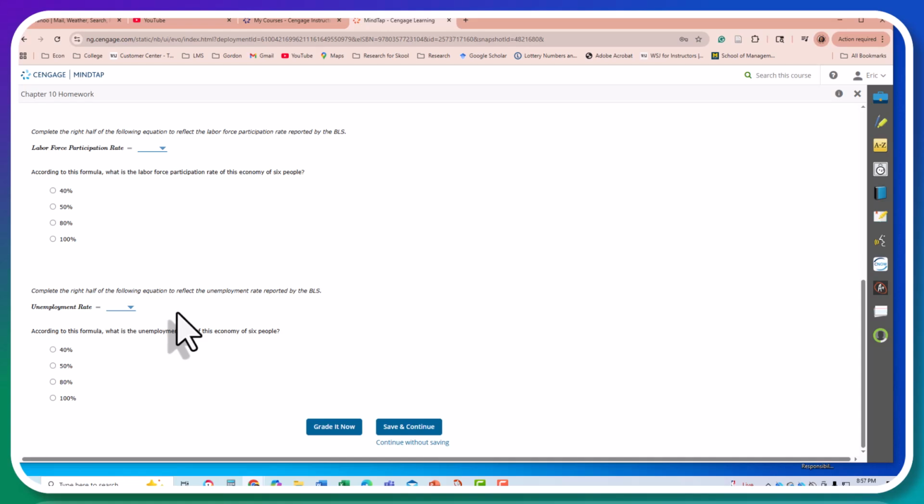Then we have the unemployment rate, which is also on page 189. Number of people who are unemployed divided by the labor force. So if you were doing this somewhere and you were getting into more complicated issues, you'd have to figure out the labor force before you got to unemployment.